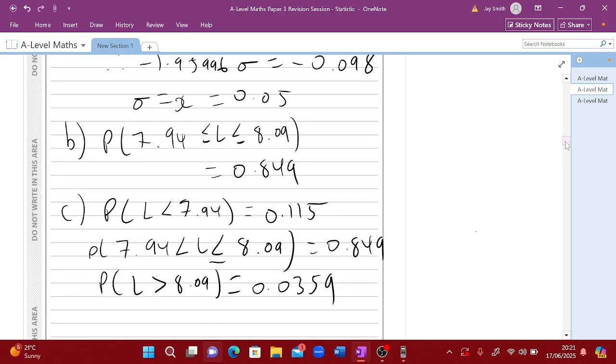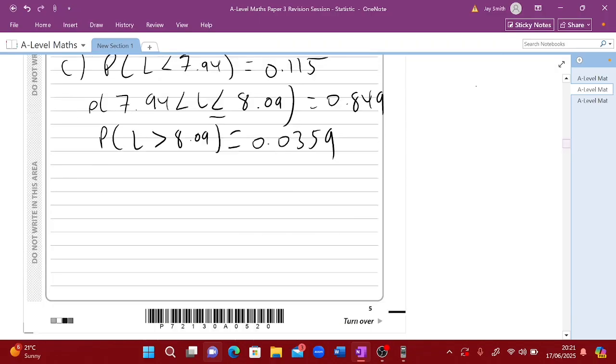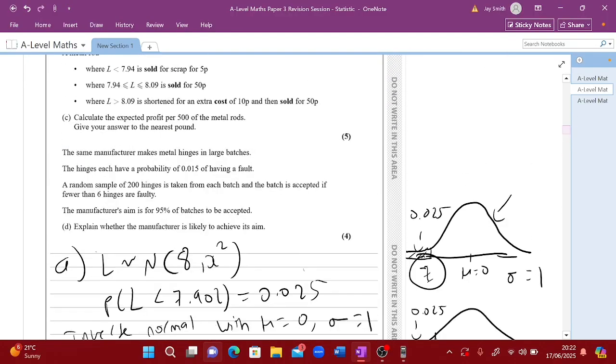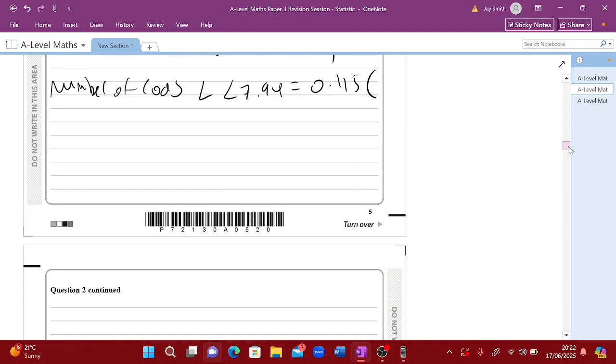So we worked out the proportion of the rods. Now the number of rods with L less than 7.94: the proportion is 0.115 of the amount we have. The amount we're dealing with here is 500 rods, so it's like relative frequency. It's going to be 500 times 0.115. By the way, I'm doing these elementary calculations on the calculator off screen, it just makes it quicker, but I'll show the actual statistical stuff on the screen. So 57.5. I'm going to say that's equal to 58, because obviously we can't have half a rod.